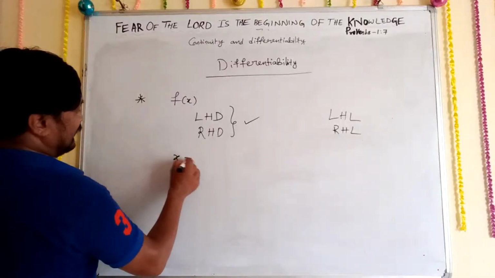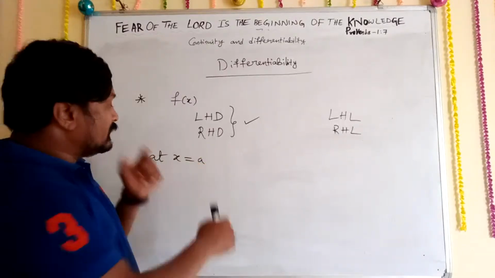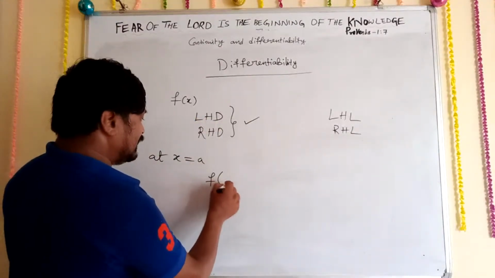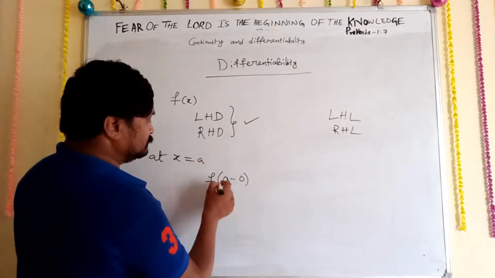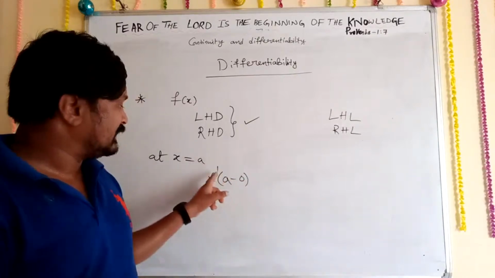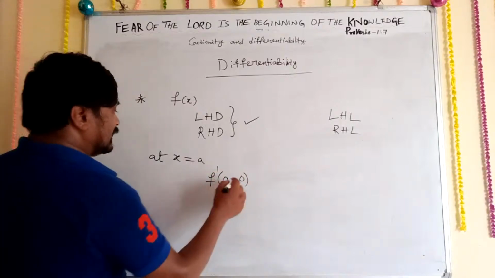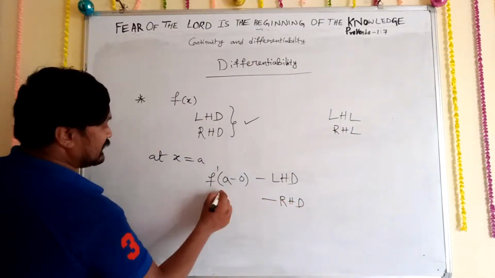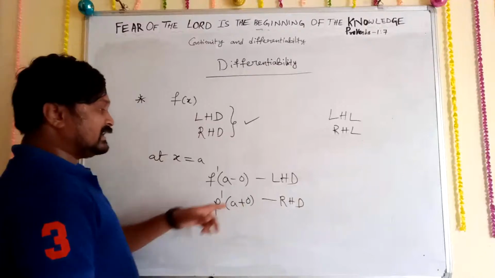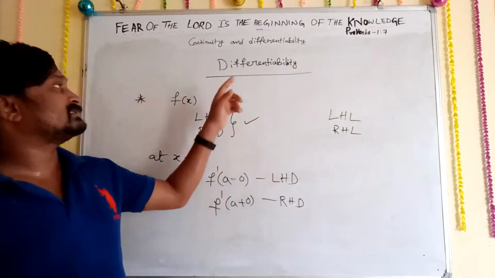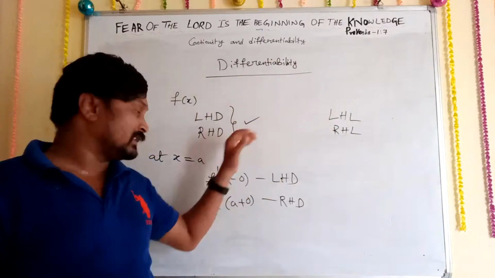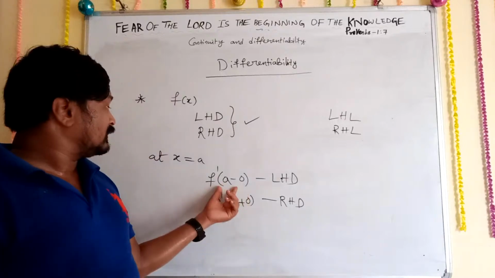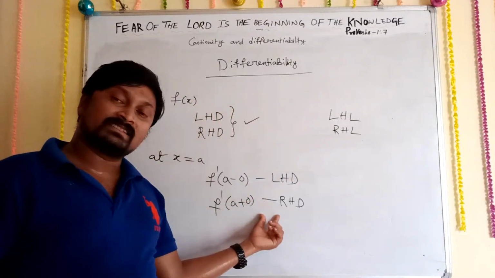For example, at x is equal to a, the left hand derivative is f dash of a minus 0, since it is a derivative. The right hand derivative is f dash of a plus 0. If both are equal, then we can say that the function is differentiable at x is equal to a. If not, the function is not differentiable at x is equal to a.